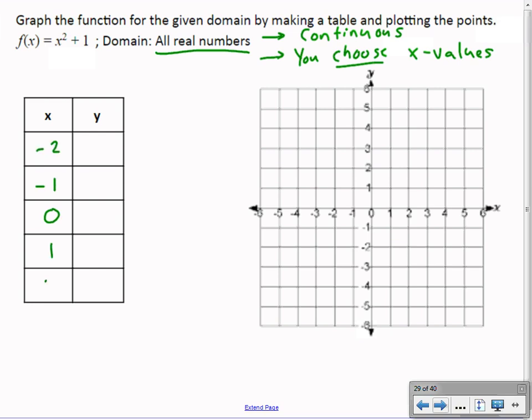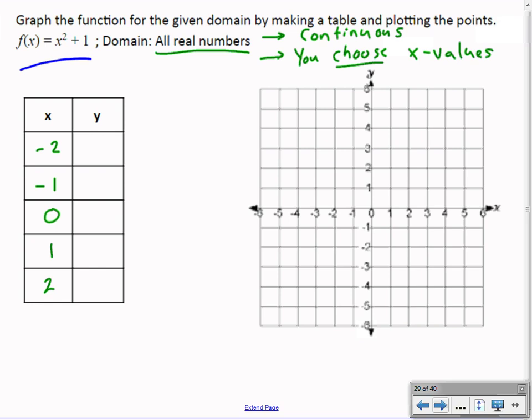And I usually like to pick these ones. I like to pick 0 because it's right in the middle, and then I pick 2 points on the left, 2 points on the right, and that kind of ensures that I'm going to get a better full picture of my graph. But at this point, the only thing that's going to be different than the previous ones is after we plot our points, we're connecting. So let's go ahead and plug these into our function.